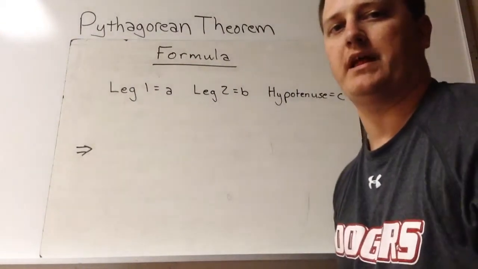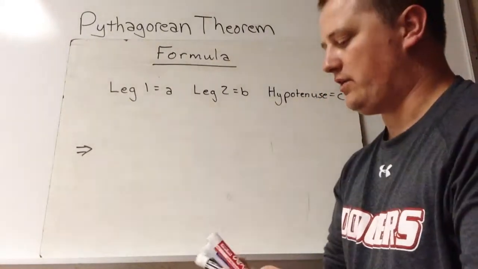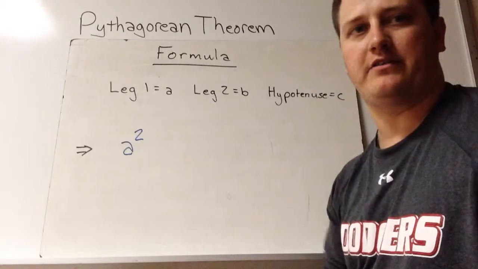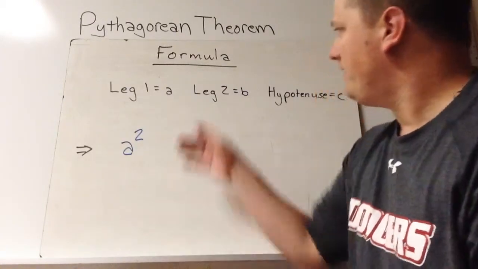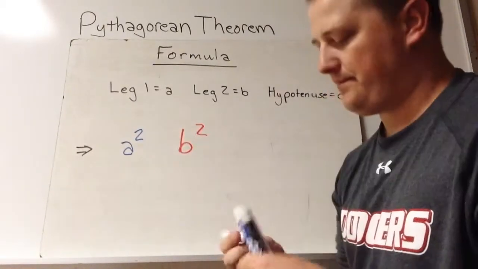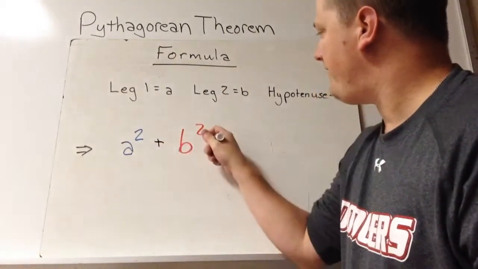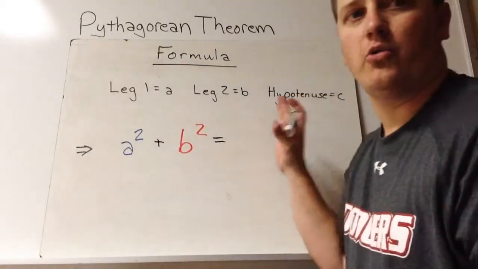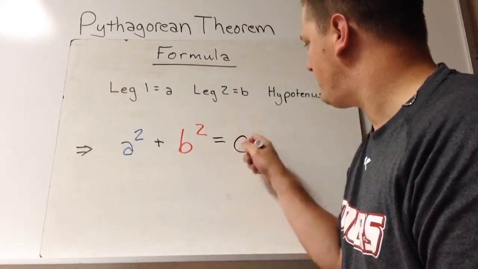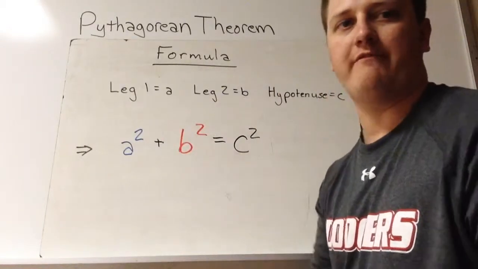So what we need is a formula to put this together. What we typically do is we call leg 1 A. So we can go A squared, because that would give us the area of the square on leg A. Leg 2 we typically call B, so that would be B squared. What we said we want to do with these two areas is add them together, and they should equal the hypotenuse, which we typically call C. So this is C squared. Now we have a formula that if we know two of these, we can figure out the third.